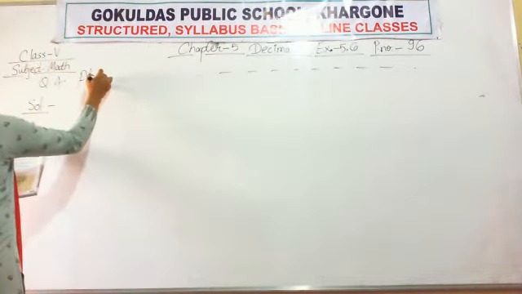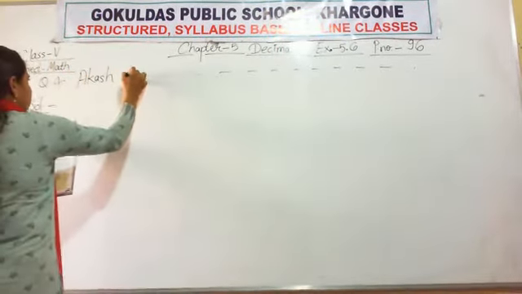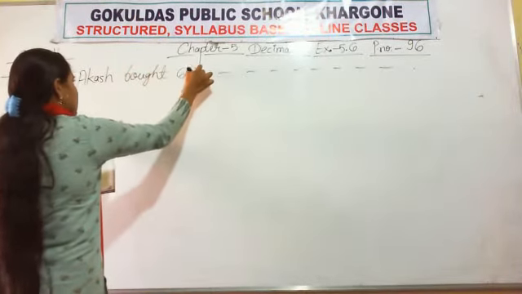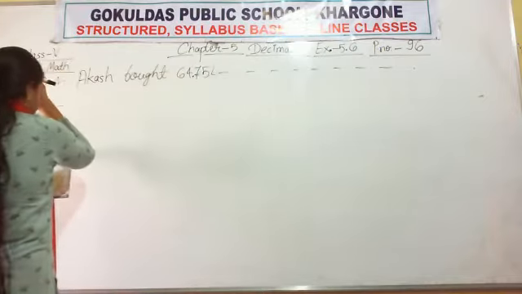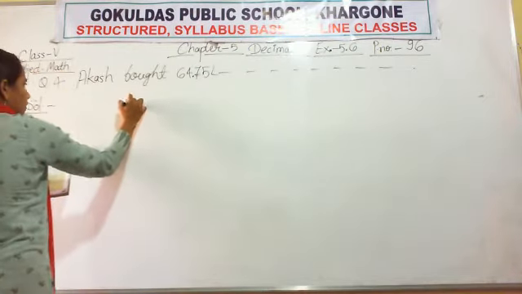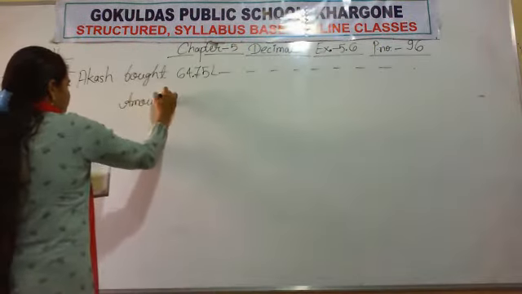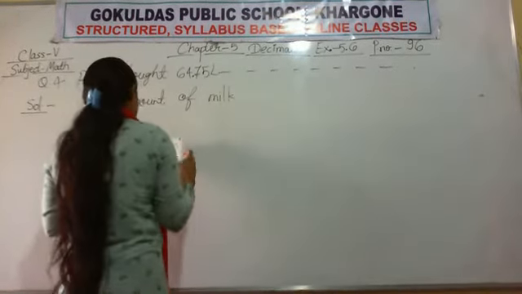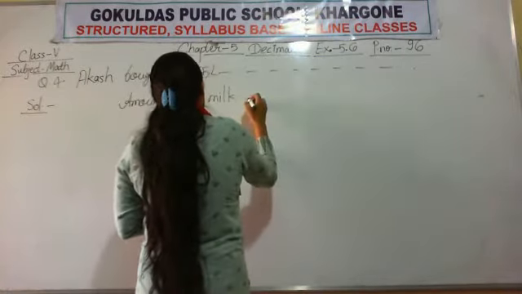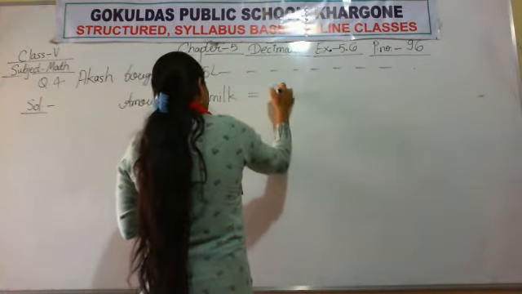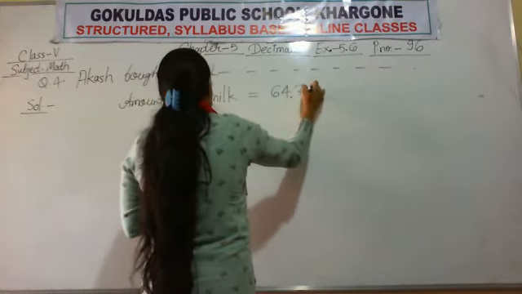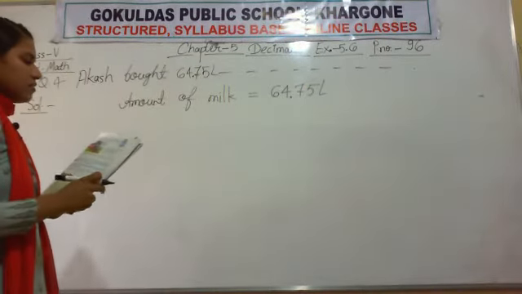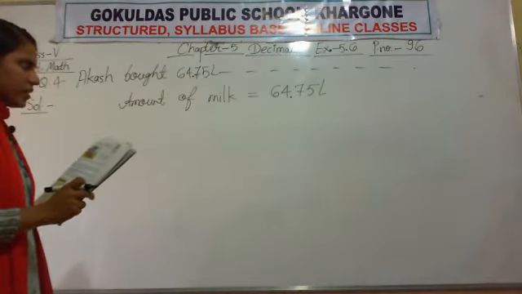Question number 4. Akash bought 64.75 liters of milk, right? So what data do we have? We have the amount of milk, which is equal to 64.75 liters. Amount of milk bought is 64.75 liters.